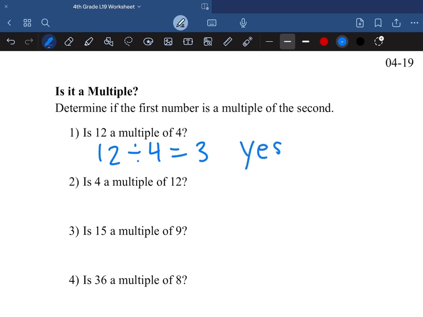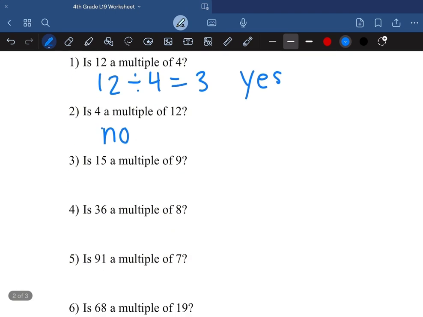Number 2, is 4 a multiple of 12? Since the first number is less than the second number, it'll be no. Number 3, is 15 a multiple of 9? The answer will be no, because the only multiples of 9 are 9, 18, 27, and so on.